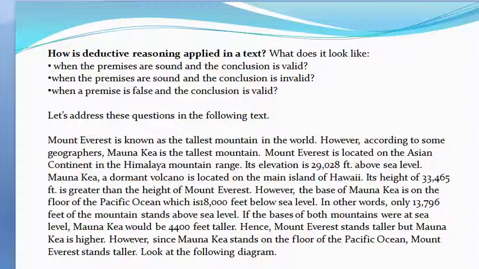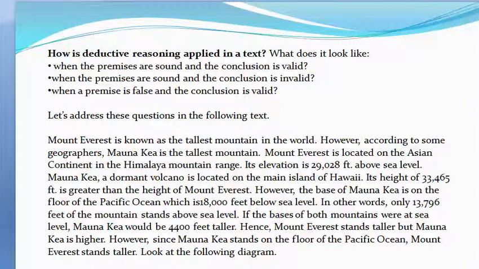How is deductive reasoning applied in a text? What does it look like? When the premises are sound and the conclusion is valid, when the premises are sound and the conclusion is invalid, when the premise is false and the conclusion is valid. Let's address these questions in the following text.